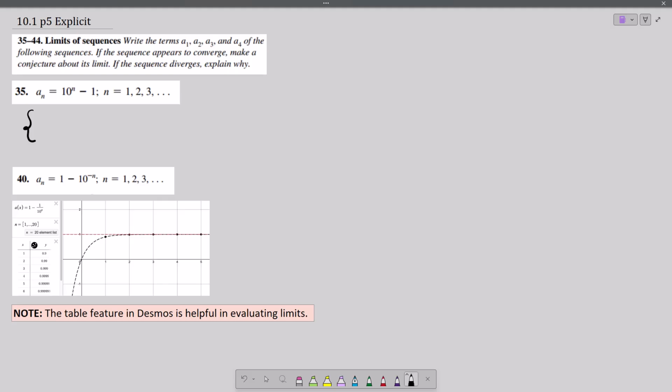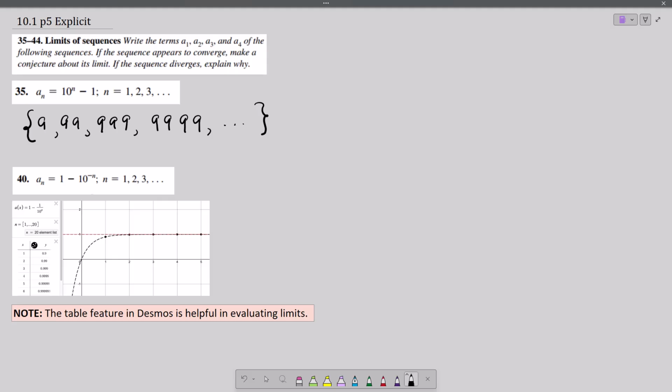So plugging in a 1, 10 minus 1 is 9. Plugging in a 2, 100 minus 1 is 99. And we can see pretty clearly that this is a sequence that is going to do what? Converge or diverge? Diverge. Diverge, right? What's the explanation? The terms are growing without bound.